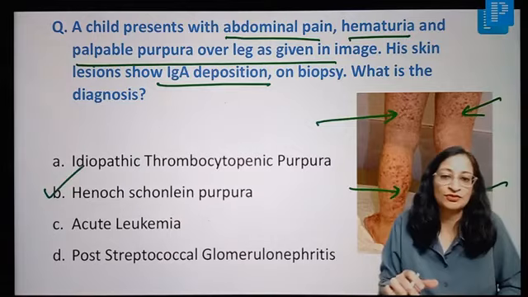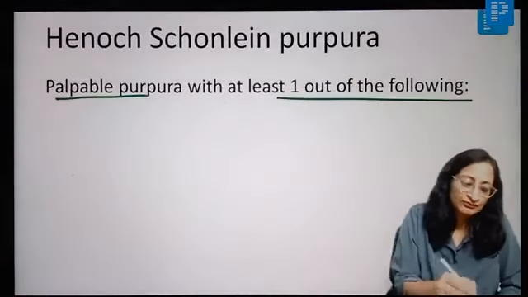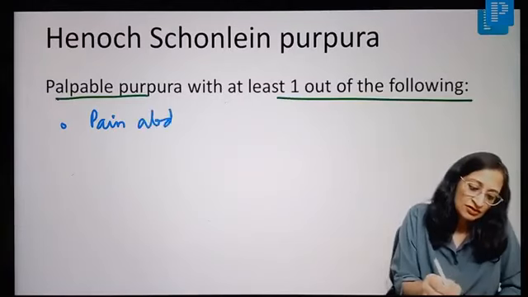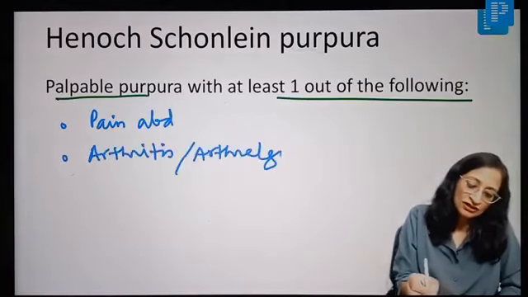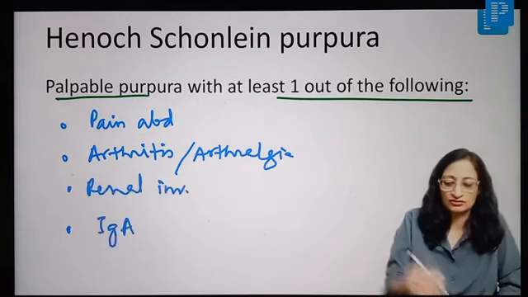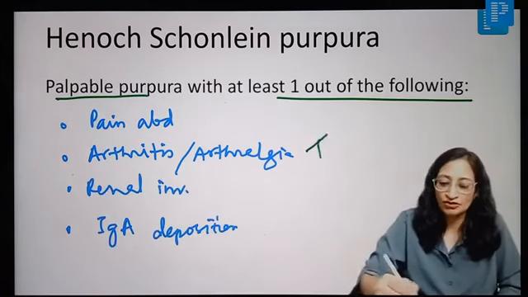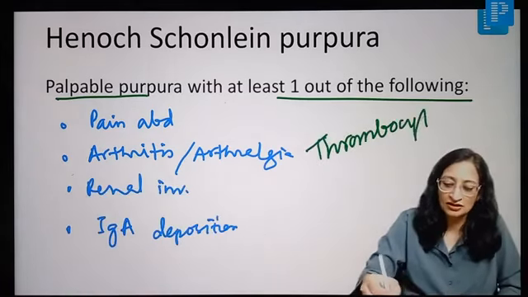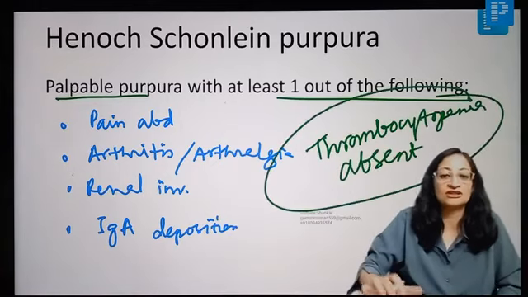So, yes, it is Henoch-Schonlein purpura. When do you call it Henoch-Schonlein purpura? Palpable purpura with at least one out of the following: pain abdomen, or arthritis or arthralgia, or any evidence of renal involvement, or any biopsy showing IgA deposition. If any of these are present along with palpable purpura, it is Henoch-Schonlein purpura. And remember, thrombocytopenia is absent. Usually, it is a self-limiting illness.